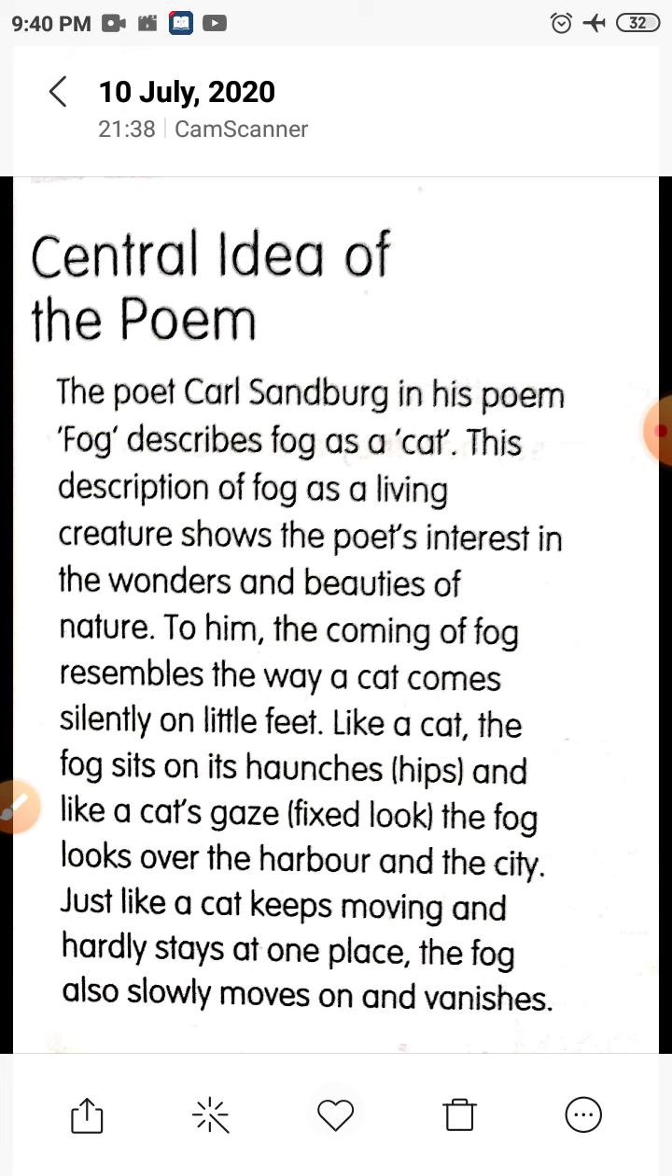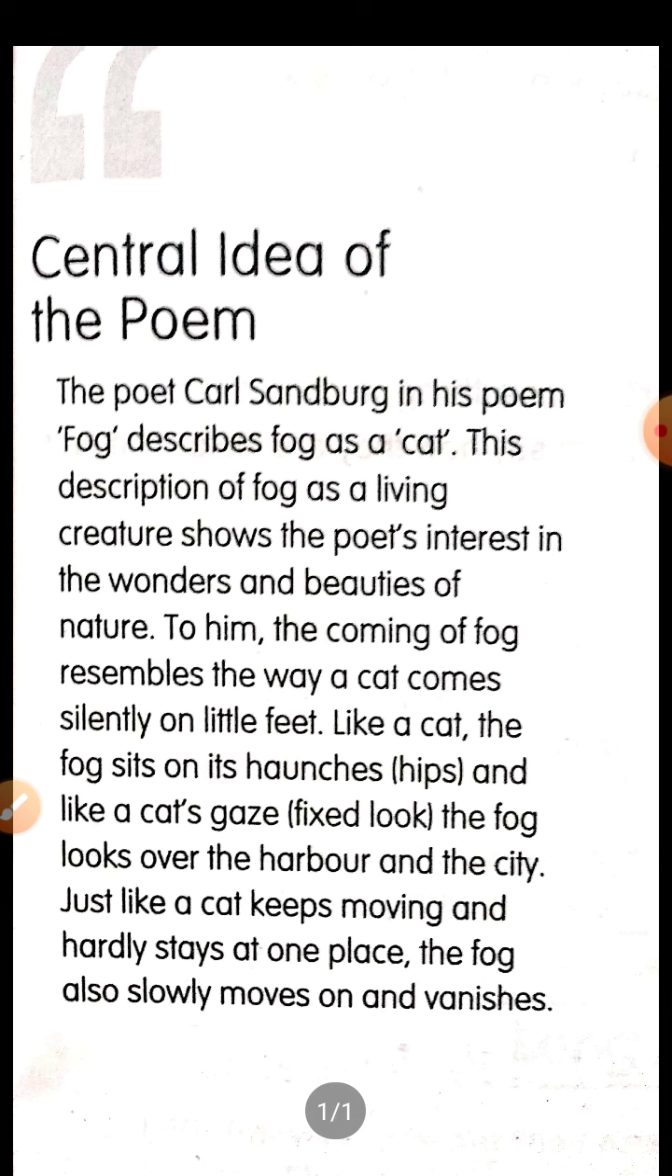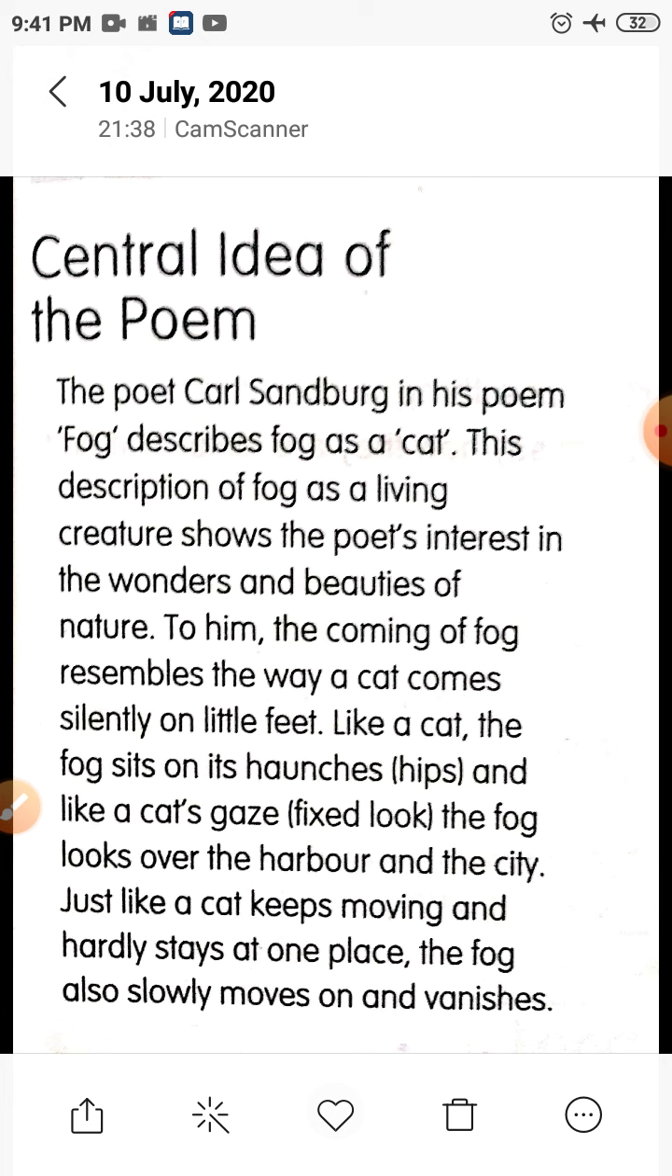Just like a cat keeps moving and hardly stays at one place, the fog also slowly moves on and vanishes. In the same way as a cat keeps moving, as a cat comes here and sometimes goes from here, in the same way fog also does this. Clear class? This is the central idea of the poem. Now we will talk about the poem.